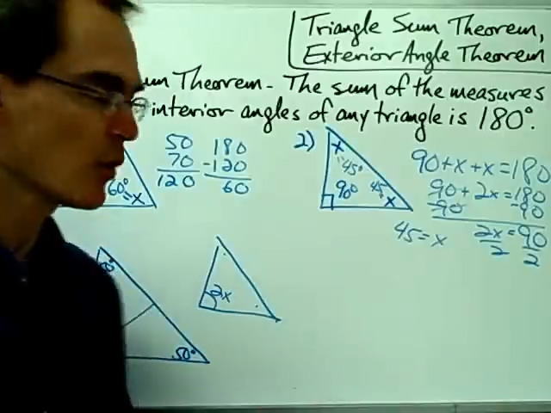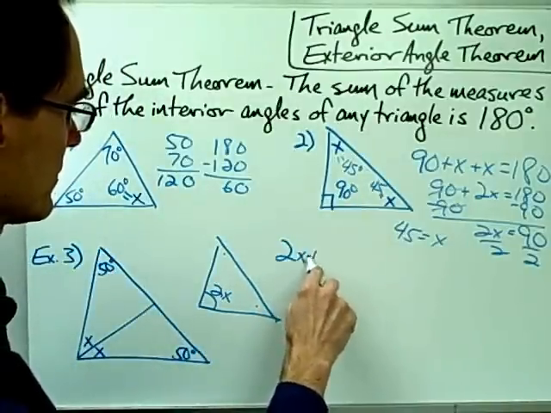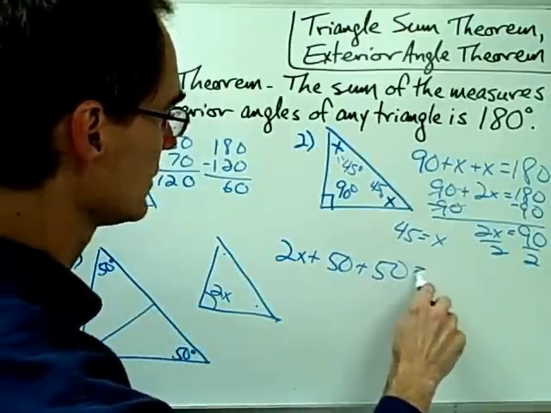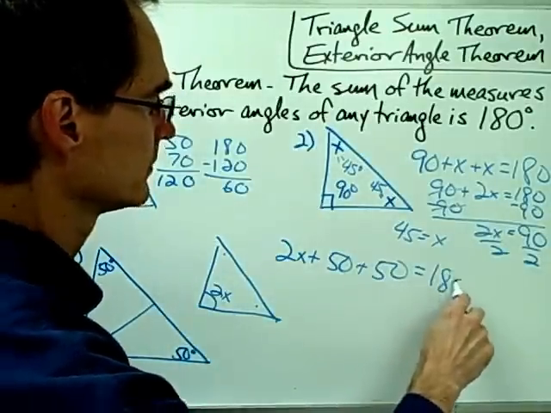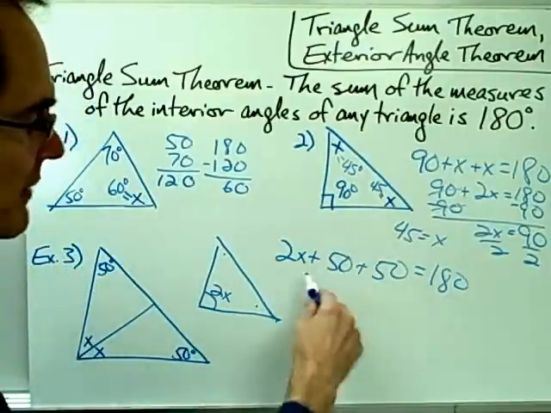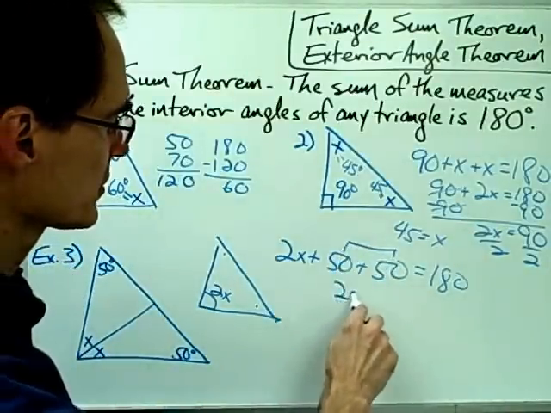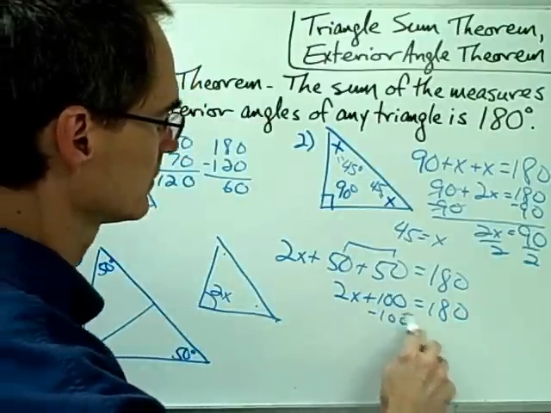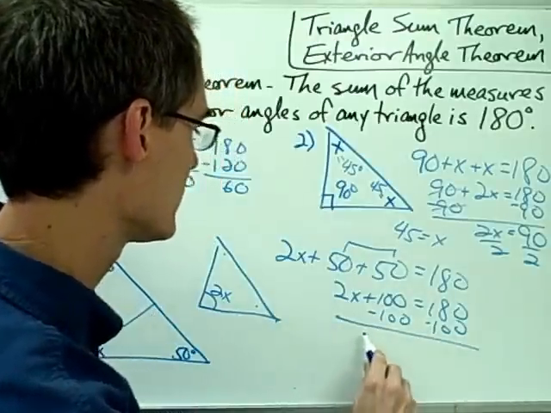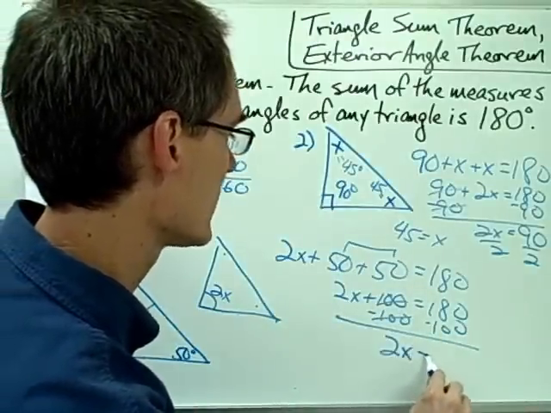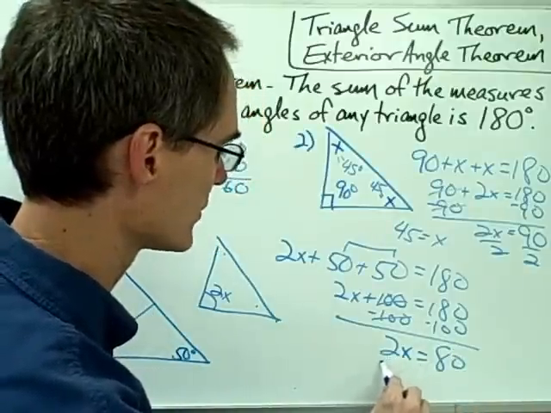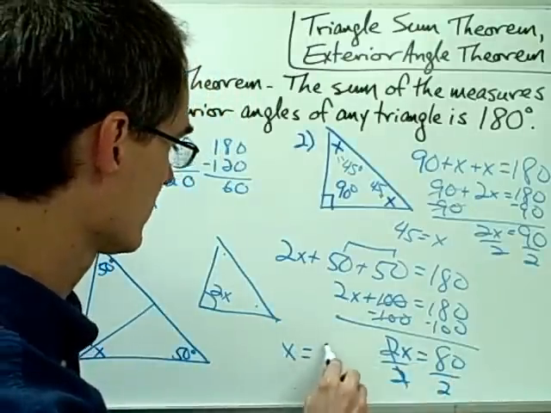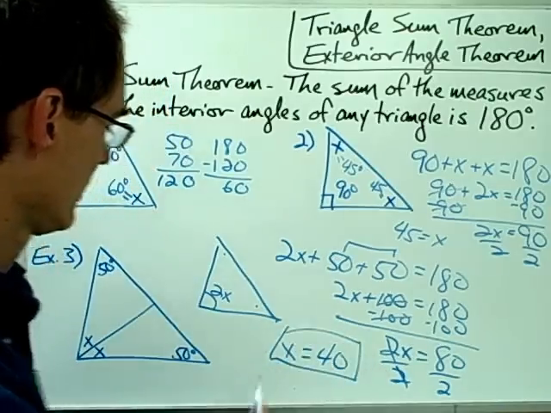So again, I can set up my equation. 2x plus 50 plus 50 equals 180. That's what my triangle sum theorem tells me. So now I've got an equation. I collect up my like terms. 2x plus 100 is 180. Subtract 100 from both sides. 2x equals 80, and I divide both sides by 2, and I get x equals 40.